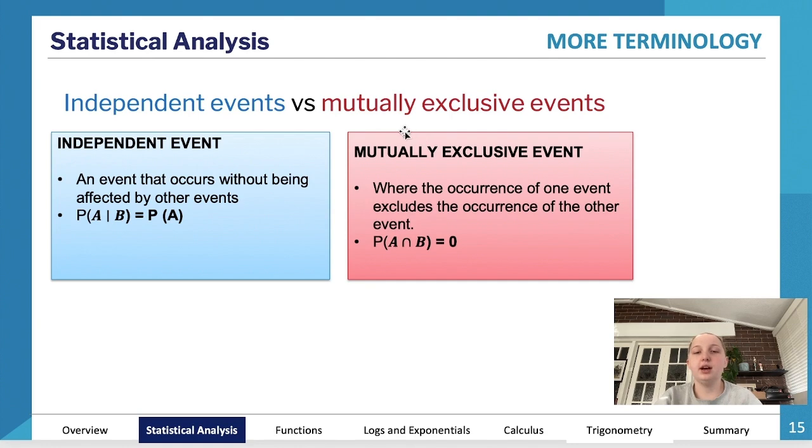Essentially, with these two terms, it's in the name. Independent events means the events are independent of one another. They don't affect each other. And then again, in the name, mutually exclusive. They're exclusive. If one happens, the other cannot. So if you ever get stuck thinking about what's an independent event and what's a mutually exclusive event, think about it in terms of their names.